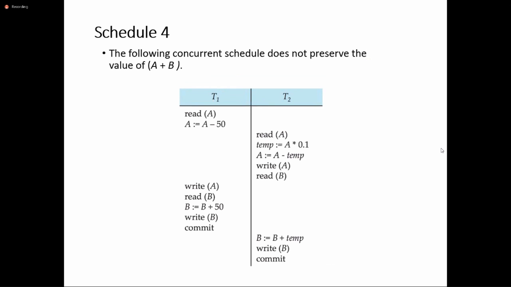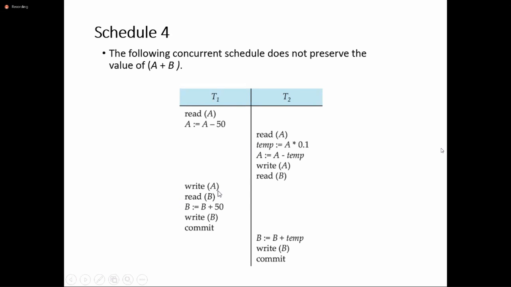Now it's schedule 4. The following concurrent schedule does not preserve the value of A plus B. You can see there is read A, minus 50. Now read A, like 10%. Write A. Read the balance B, 2000.